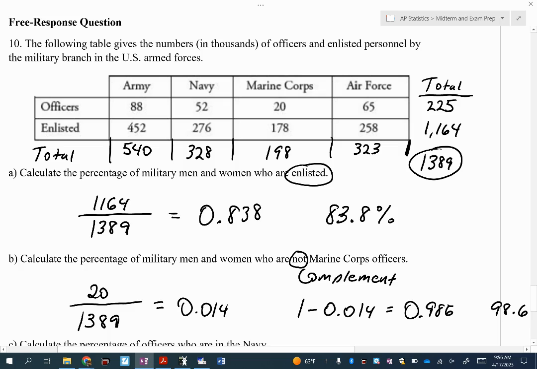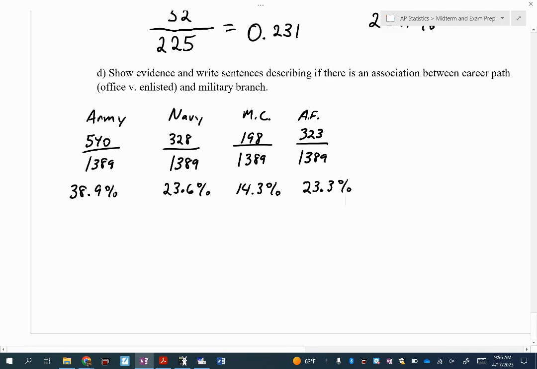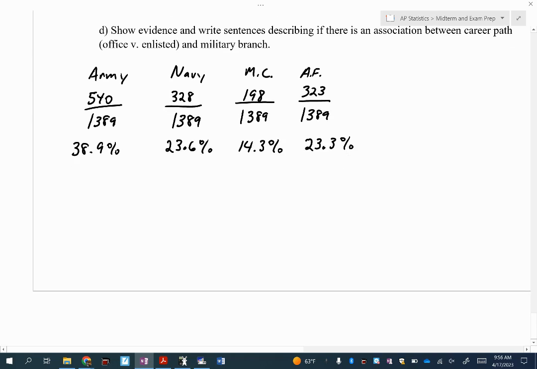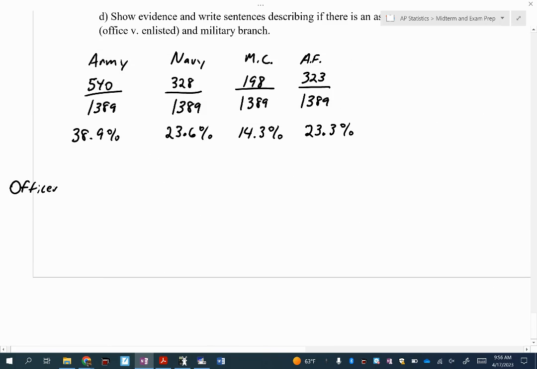So if I look at this officer row, out of 225, how many are from each branch? Can I find those percentages? Yes. Can I do the same thing for out of the entire enlisted? How many are from each branch? All right. And what should I see when I look at those percentages? What should they be? They should be the same as these four here. Okay. So I'm going to make another table. So what was the first one? Was it enlisted or officers? So officer. And then the other one, let's do officer first.